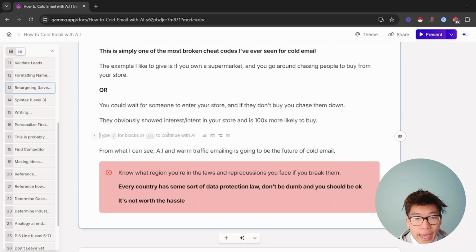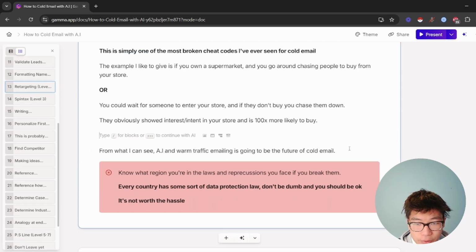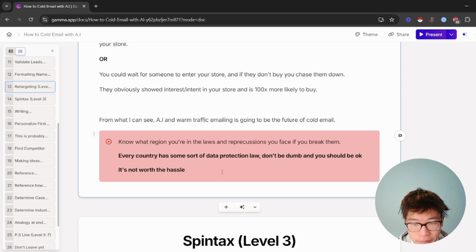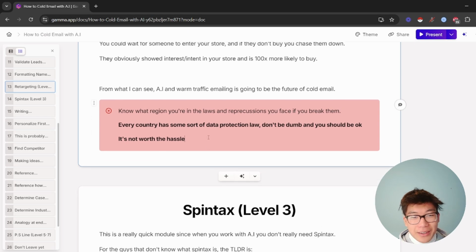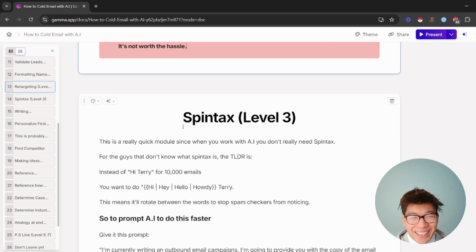From what I can see, AI and warm traffic emailing is going to be the future of cold email. Seriously, it's going to be the future. Know what region you're in, and the laws and repercussions you face if you break them. Do not be an idiot and just take this at face value. They figured out how to go around the laws for a reason. You need to comply with the law. Every country has some sort of data protection law. Don't be dumb, and you should be okay. It's not worth the hassle of getting tracked down by the FBI or something. No, it's just not worth it.